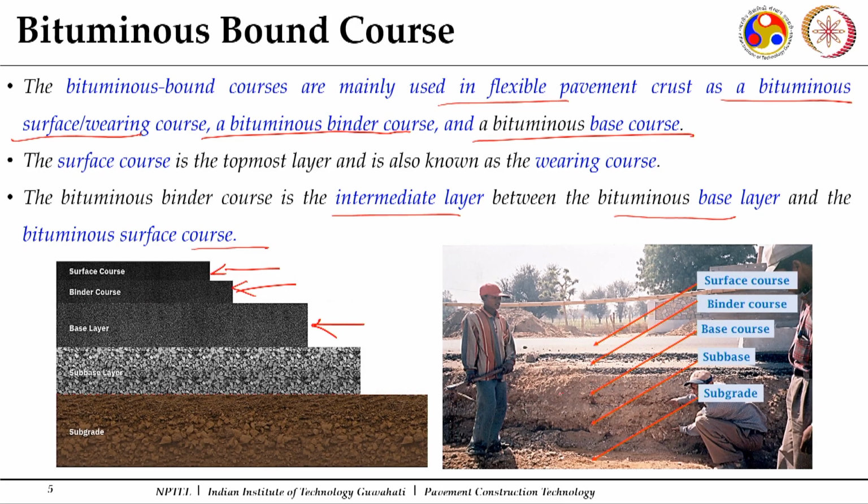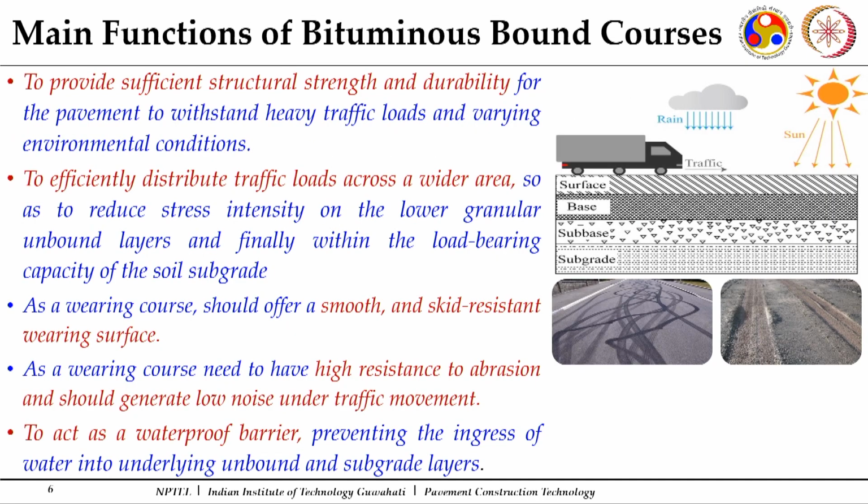Now you can see these are the unbound layers, granular layers. Then here there are two layers. These are the two layers which have the bitumen as the binding material. Now what are the main functions of these bituminous bound layers?